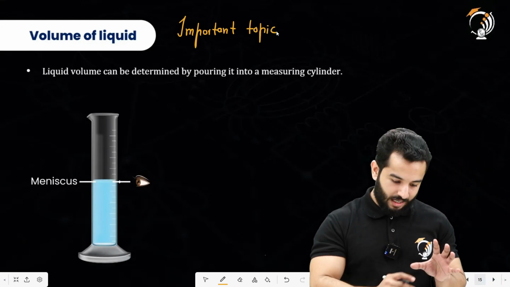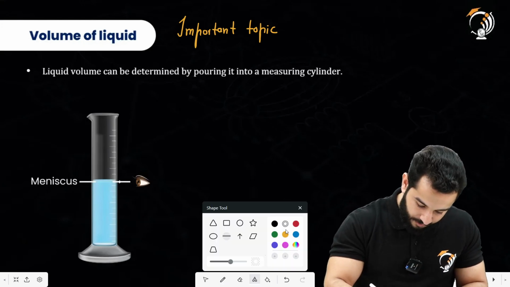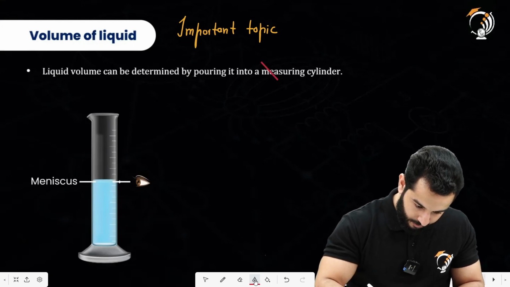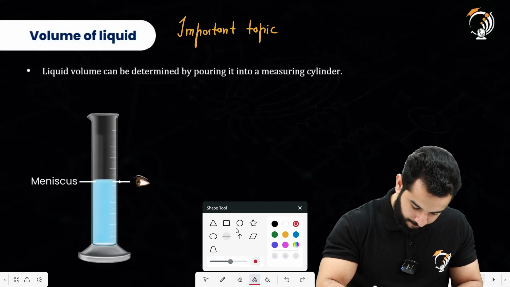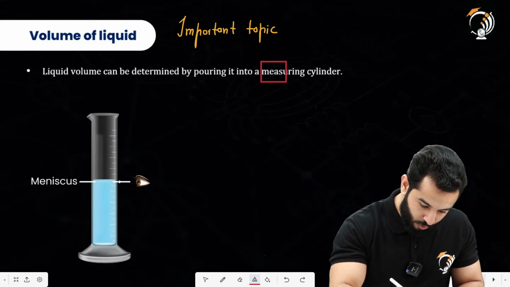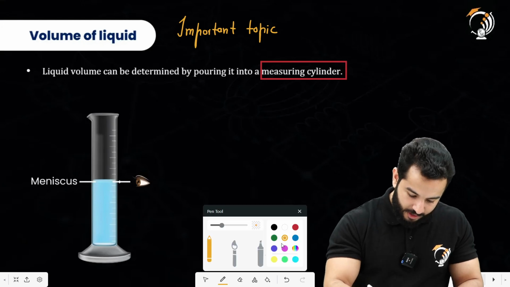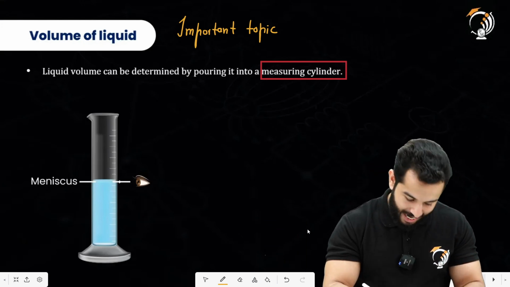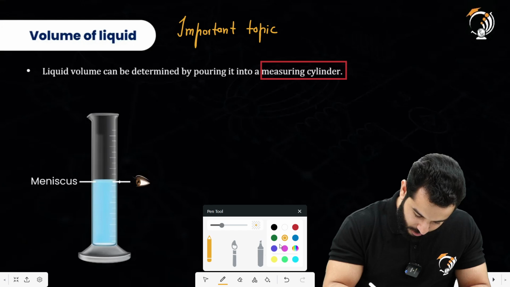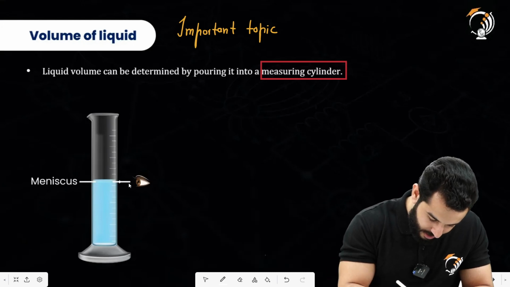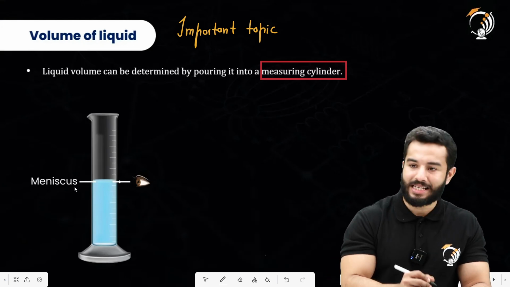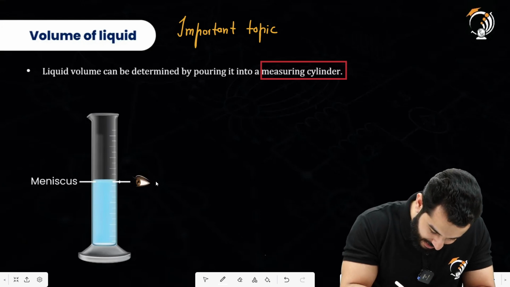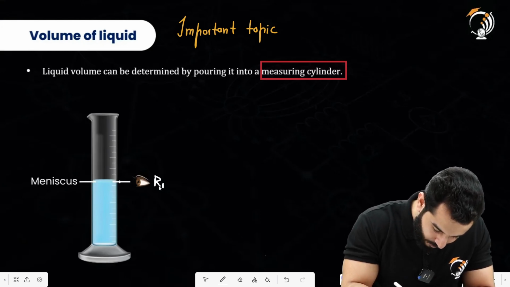So this is called a measuring cylinder, and how to use it. Now in this measuring cylinder, we have got some liquid filled. Let's suppose it's water, and it has got some level, and this is its initial level, and this is called the meniscus. That means the curved part of the top layer is called the meniscus. And let's say this is reading R1, right?